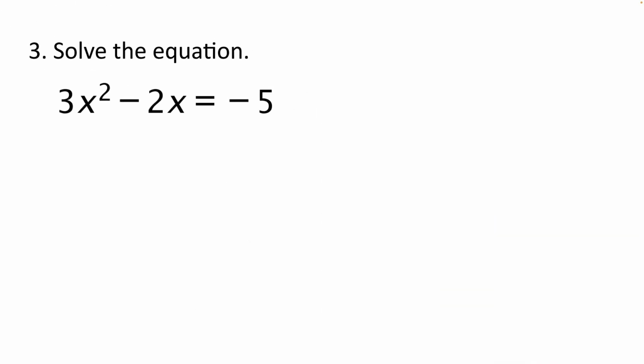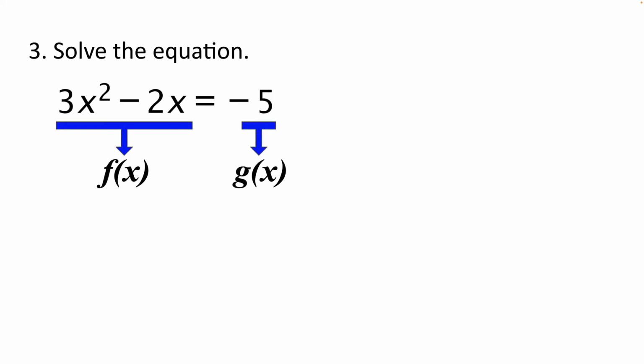Now let's take a look at our third example. We want to solve the equation 3x squared minus 2x equals negative 5. Once again, we'll let f of x be the left-hand side, so f of x is the function 3x squared minus 2x, and g of x will be the function negative 5.